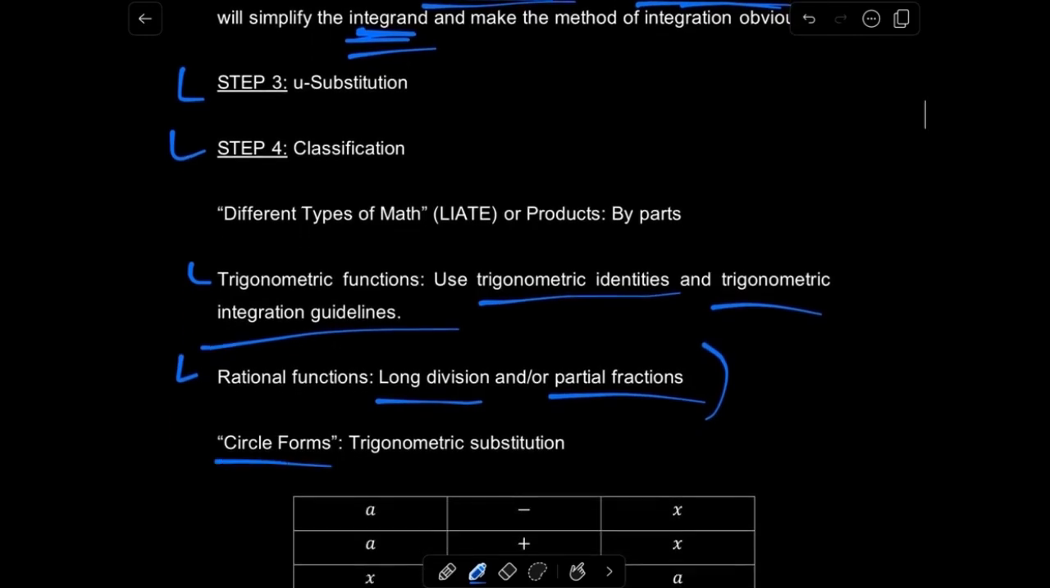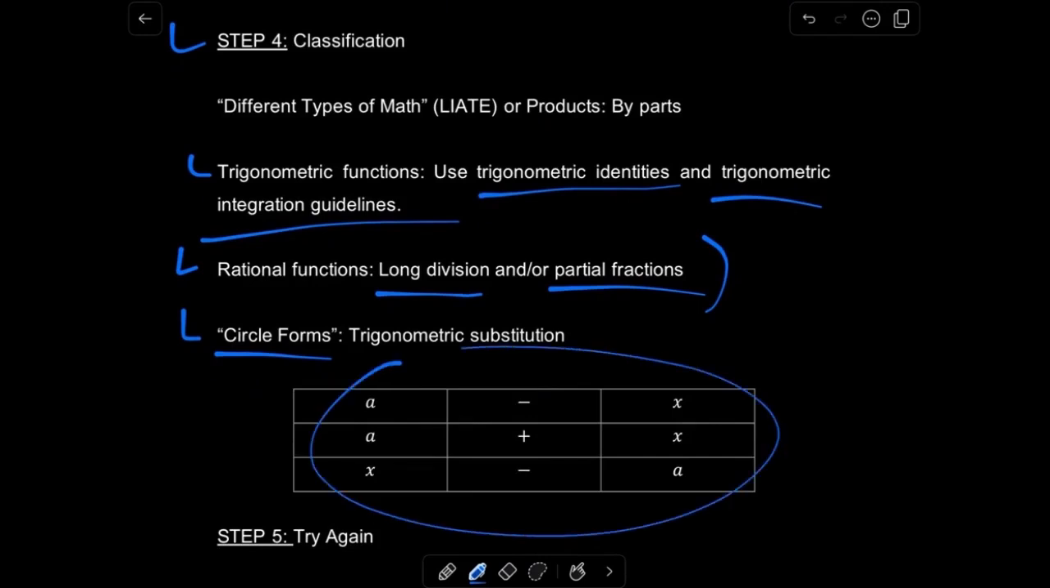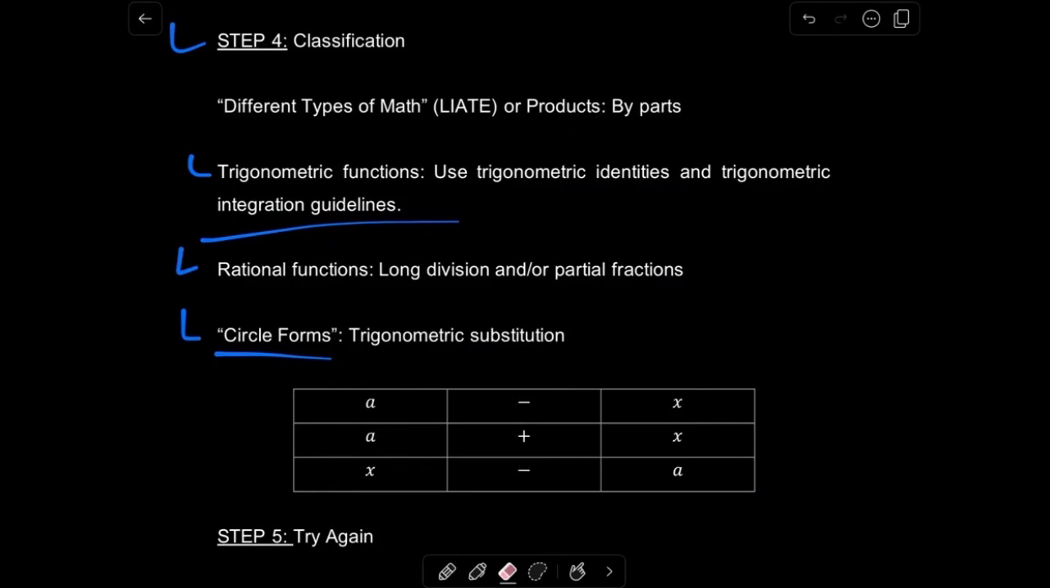Then the next one that I have is circle forms. And what does circle forms mean? It's not an actual phrase in mathematics, it's just something I created to help you remember what you're dealing with. So your circle forms, and I have this table here. So what I want you to do on a page quickly is write out this table. So don't just look at it, write it out.